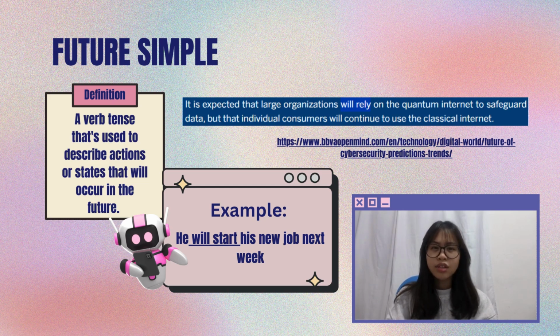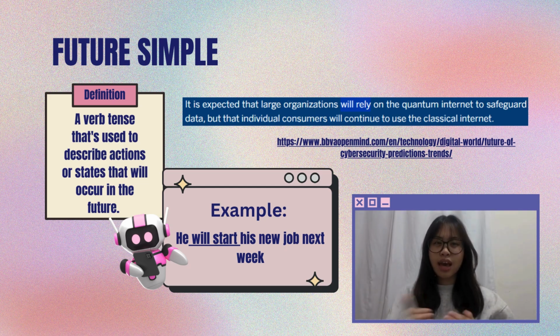This tense is straightforward and is typically used for making predictions, stating decisions, or indicating promises regarding future events. An additional example: he will start his new job next week. This shows a definite action that is expected to take place in the near future.